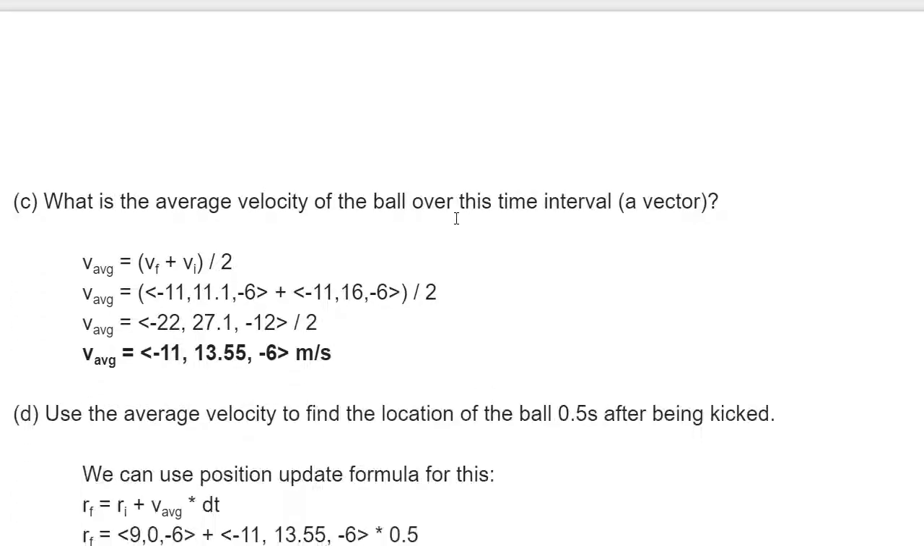So yes, the arithmetic average would be the best choice here if you were going to estimate the position of the ball. In part C, they want to figure out the average velocity over that half a second time interval. So we take our final velocity, our initial velocity, we add those, divide by 2, and we get the average velocity as a vector in meters per second.